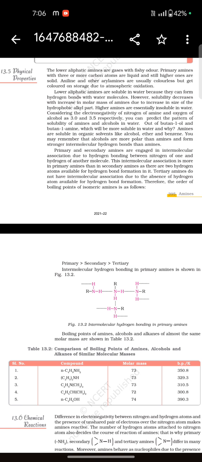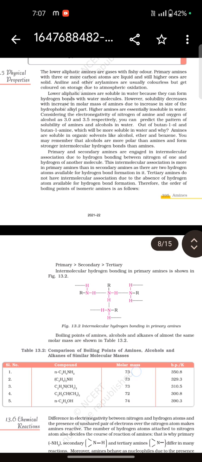Tertiary amines do not have intermolecular association due to the absence of a hydrogen atom available for hydrogen bond formation. Therefore, the order of boiling point of isomeric amines is as follows: primary amine, then secondary amine, and then tertiary amine. Intermolecular hydrogen bonding in primary amines. Boiling point of amines, alcohols and alkanes of almost the same molar mass.